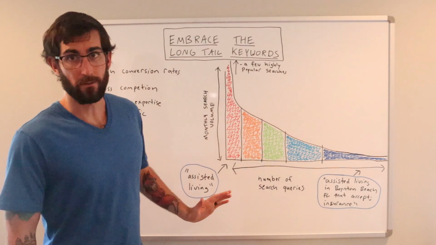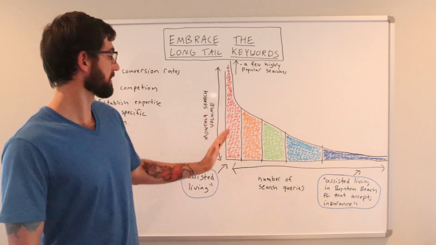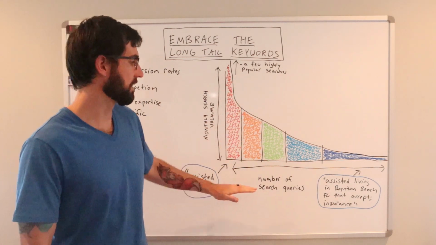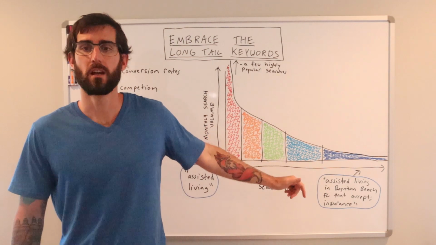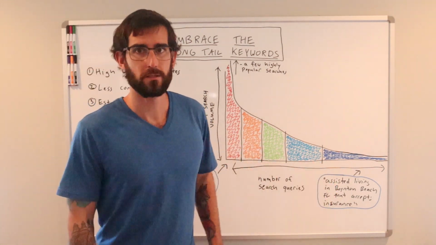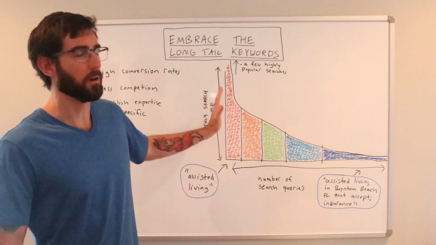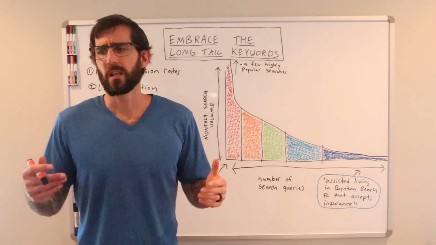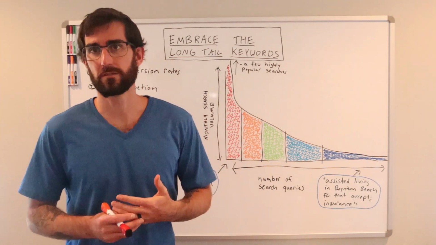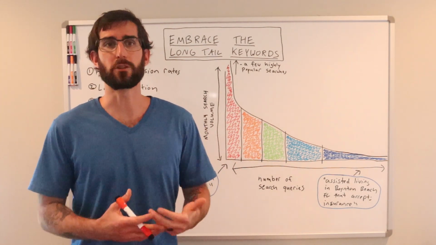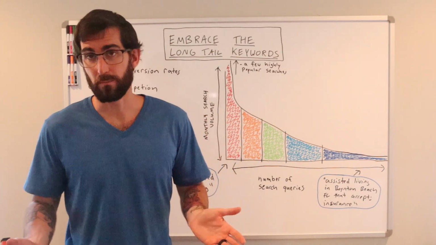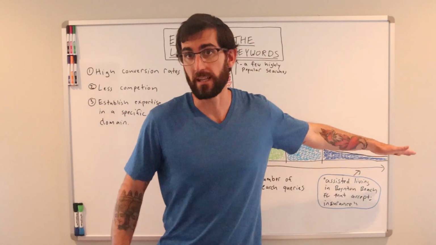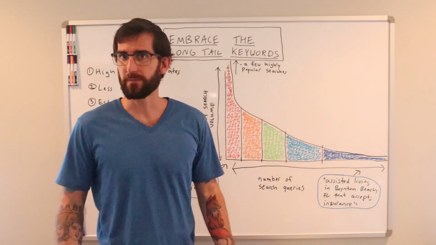So we have a graph right here. On the y-axis, we have monthly search volume. On the x-axis, we have the number of search queries for particular keywords. So on this side, we have a few highly popular searches. Generally speaking, we call them broad keywords. They're keywords that if you search for it, you can mean a lot of different things depending on the context of what you're searching for. And on this side, on the long tail, these are usually very specific keywords.